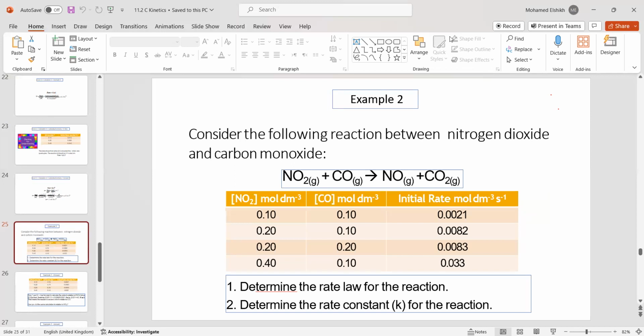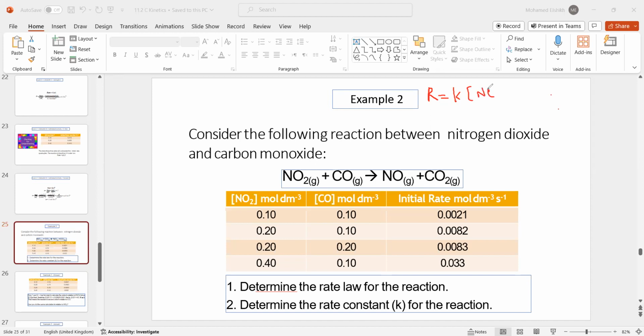To start with, I would say that I have the rate law here, R, equals a constant that I don't know, k, times the NO2 to the power m, times the CO to the power n. I don't know the m and n. That's what I'll calculate. So in order to determine the rate law, I must determine m and n.